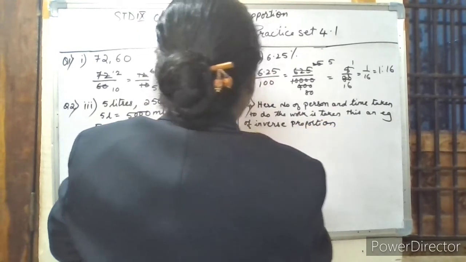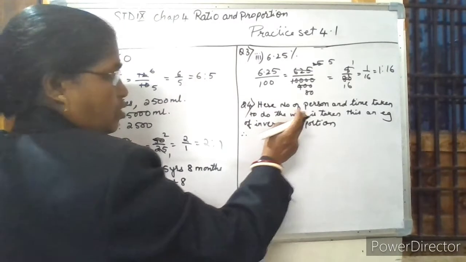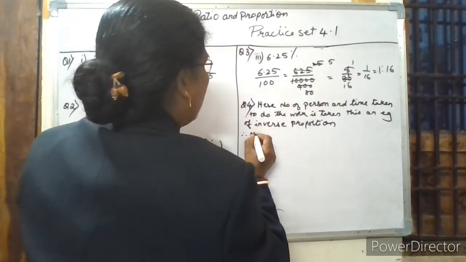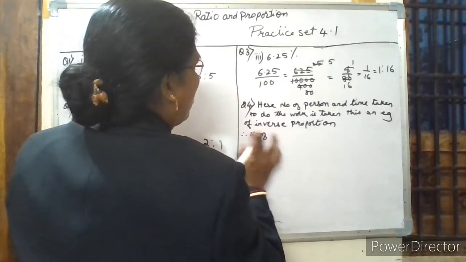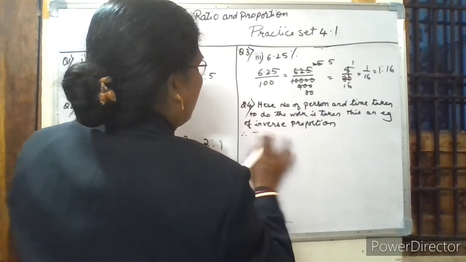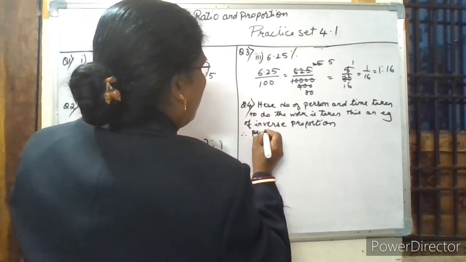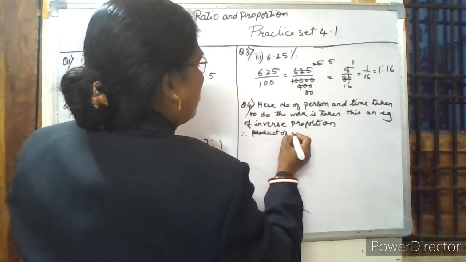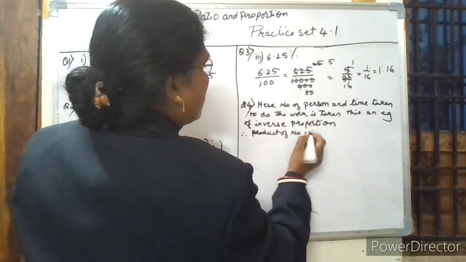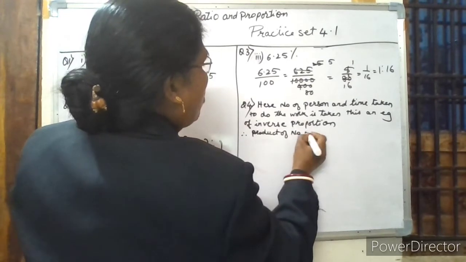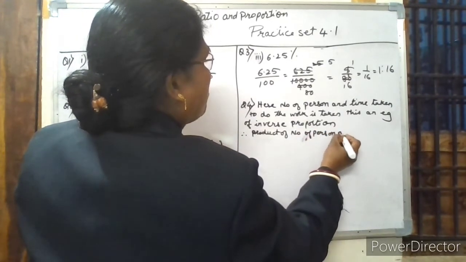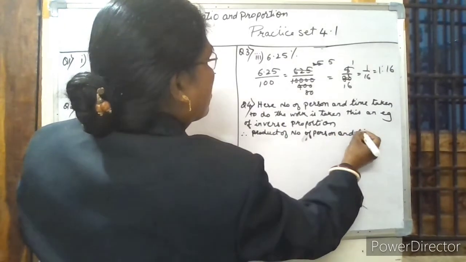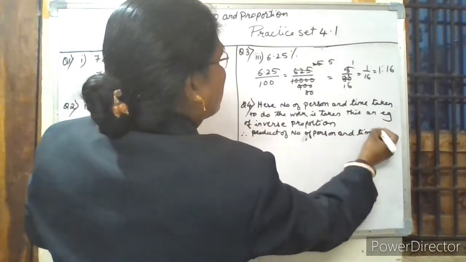Therefore, the product of the number of persons and time is constant.